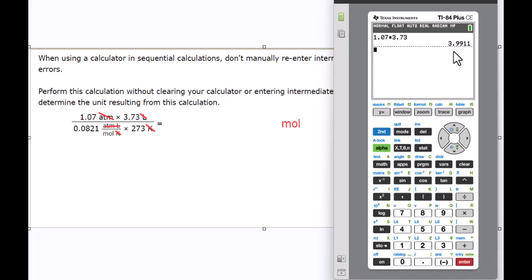So we've got about 4, and now we've got a division process. We're going to do 0.0821. We're going to be dividing it by about 1/10, so we're going to get a larger number. We've got about 48. And now this is where an error occurs very often for a lot of students.